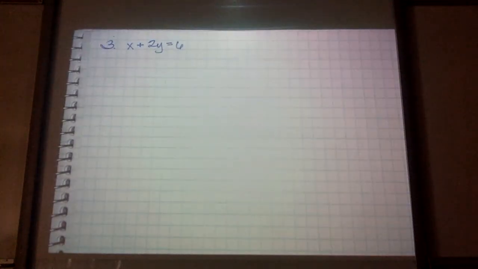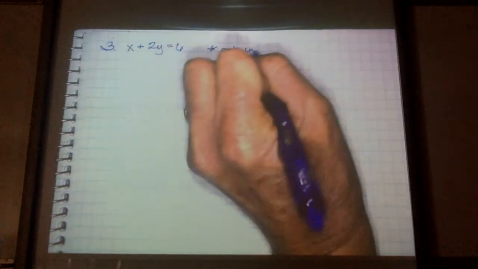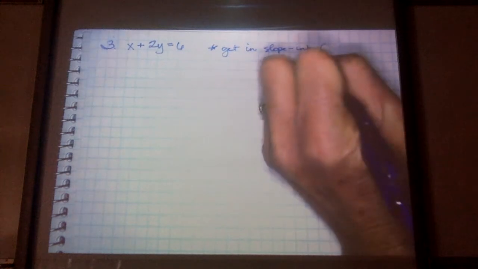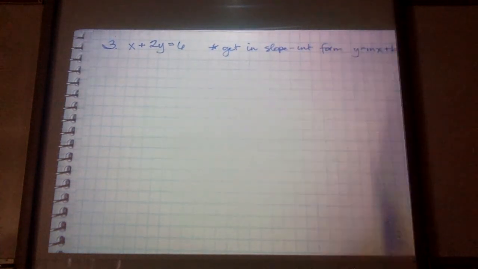Okay, ready? x plus 2y equals 6. Sorry about that. Now, I need to get this in slope intercept form, which is y equals mx plus b.